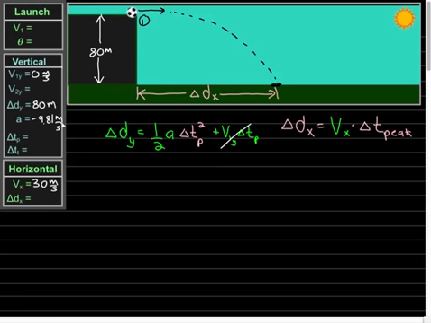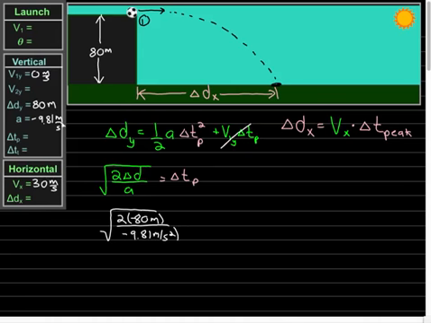So we must solve for the peak time. So when we do that, we solve for the peak time, we get the square root of 2 times delta D divided by A, and that gives us our peak time. Now we can actually plug some things in. We get the square root of 2 times 80 meters divided by, now this should be negative because it's falling 80 meters, it's not going up 80 meters, divided by negative 9.81 meters per second squared.